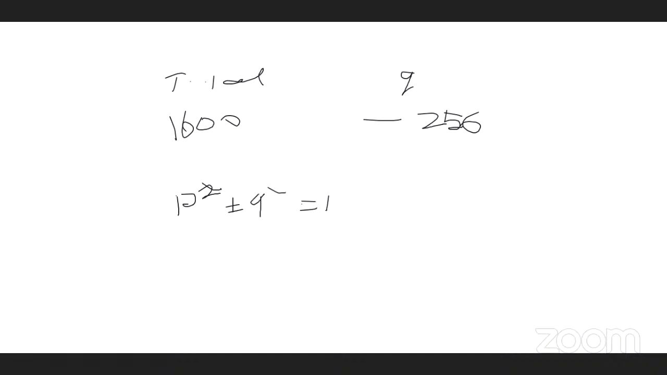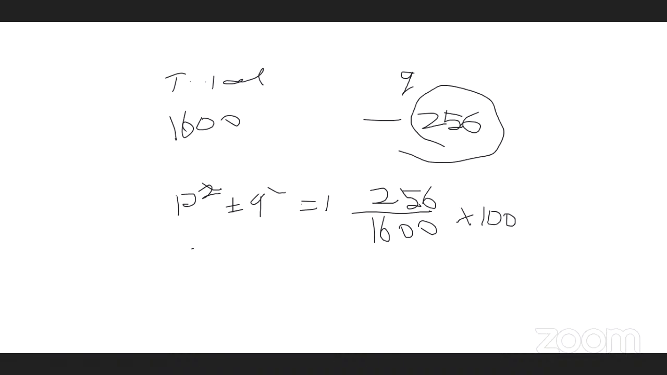This is the recessive, isn't it? The recessive is substituted here. 1600 is the total. So 256 into 100, you will get it. Just strike out: 16 into 16, you will get 256. Okay, 16%. 16 we will get it.